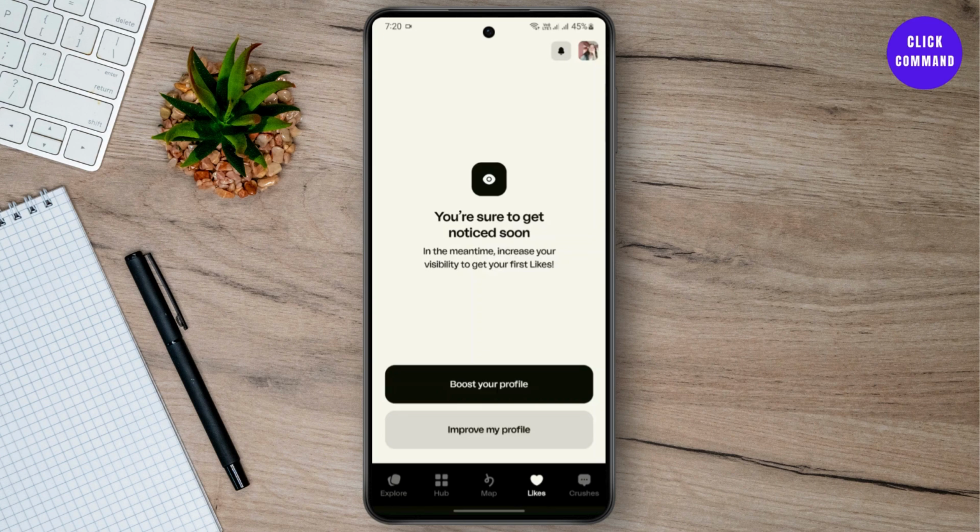And in the meantime, you may also increase your visibility by boosting your profile or improving your profile so that a person will notice you and give you likes. So in this way, you can see who liked you on Happn without any premium.